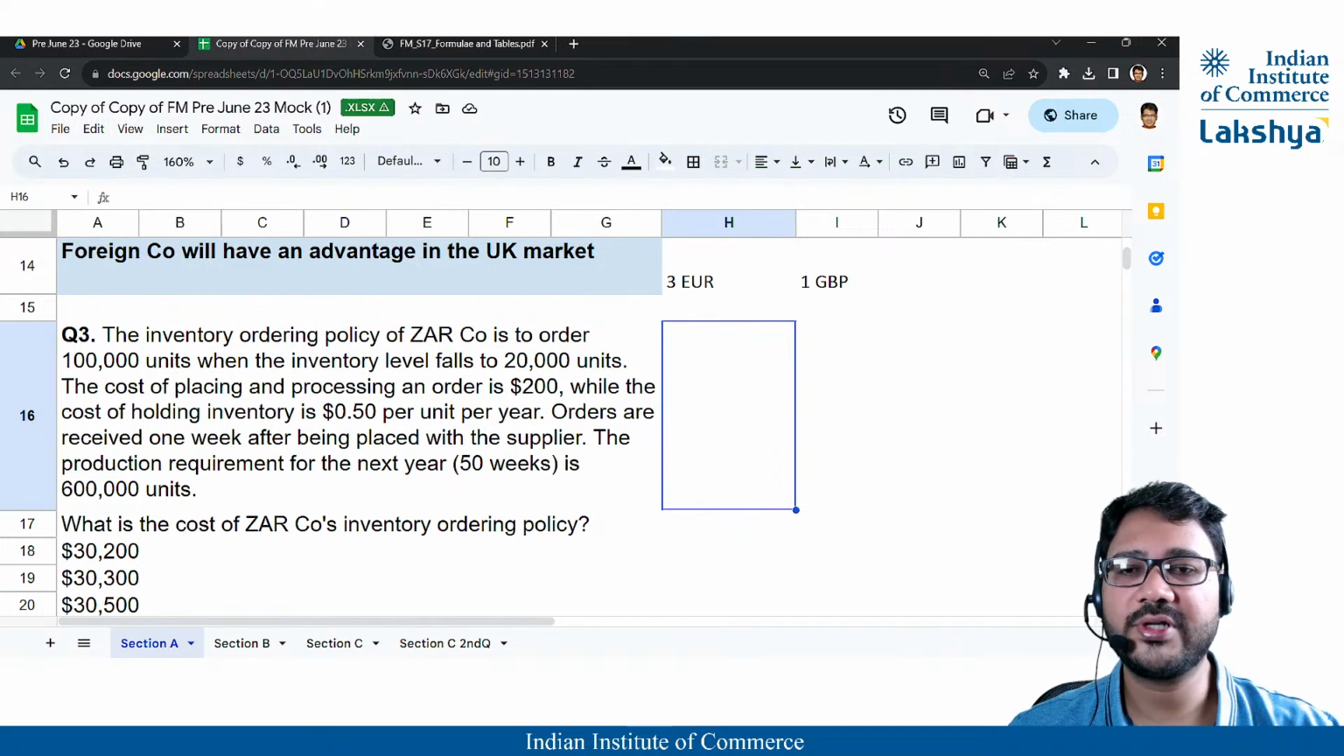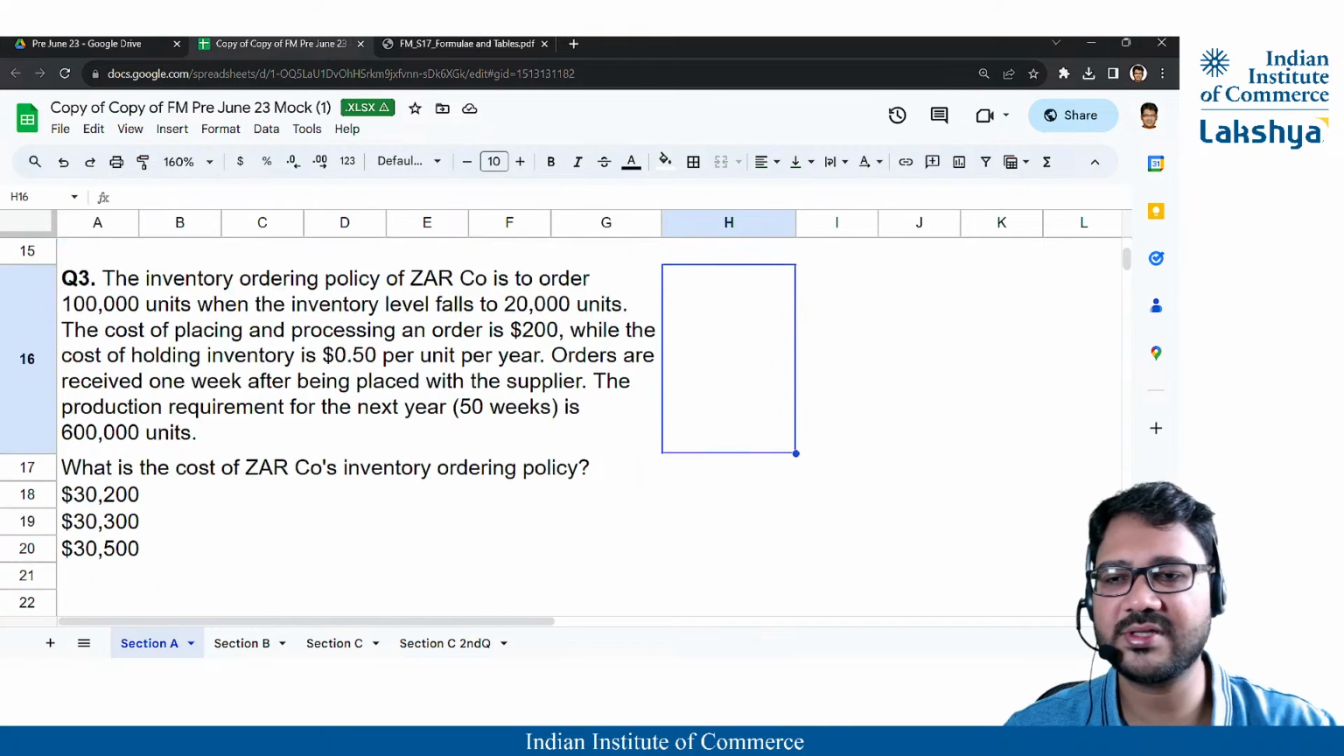Our cost of ordering is $200. Our reorder level is $20,000, and our reorder quantity is $100,000. So everything is given. What is the cost of ZAR company's inventory ordering policy?